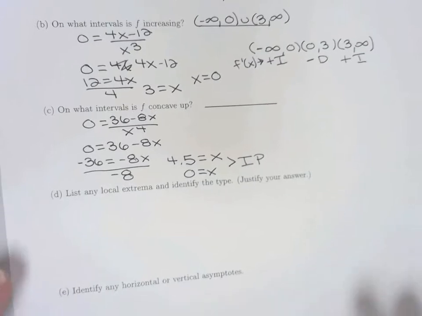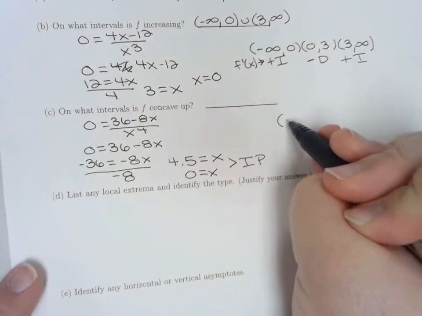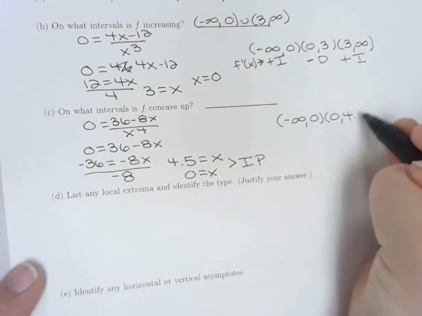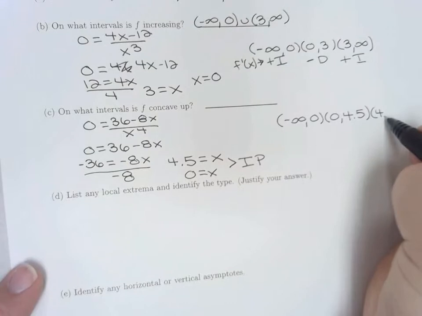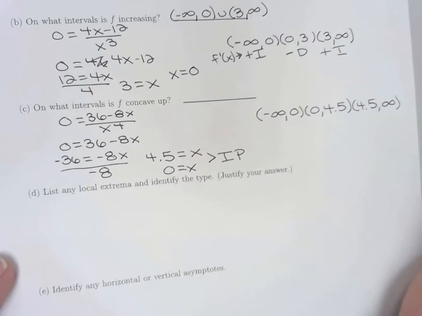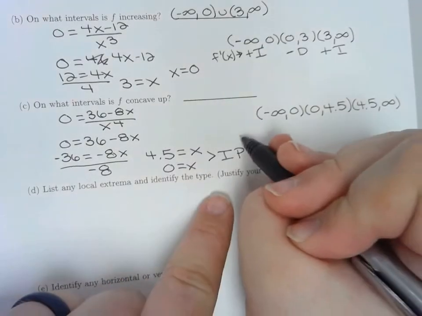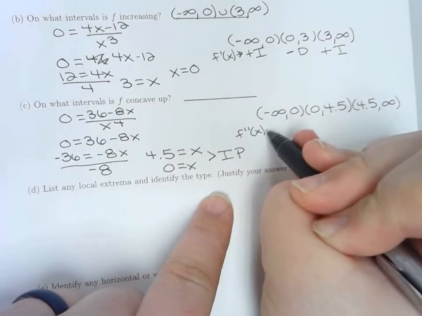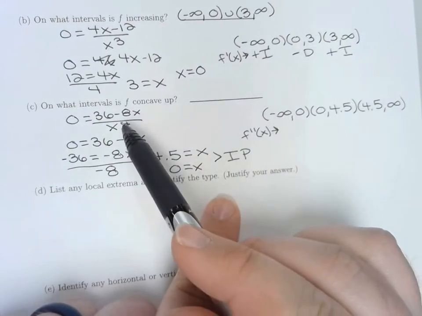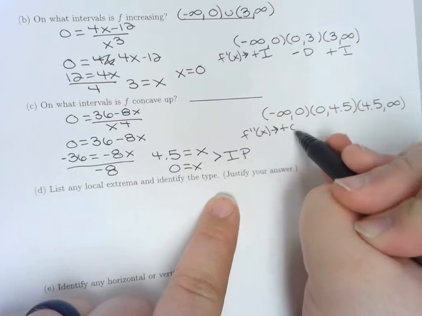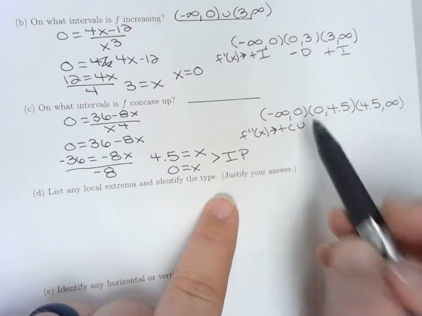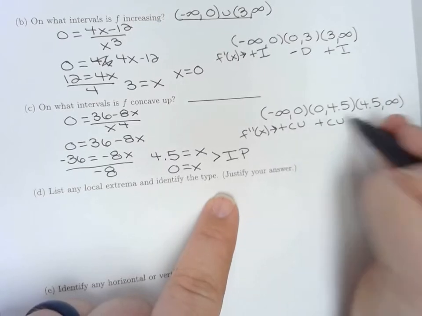So I split up my interval using the domain. So negative infinity to 0, 0 to 4.5, 4.5 to infinity. And we plug into the second derivative to check concavity. So negative 1 will give me positive, concave up. If I plug in 1, that will give me back positive, concave up.